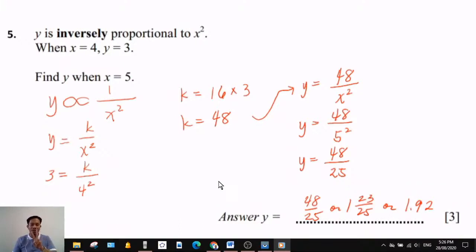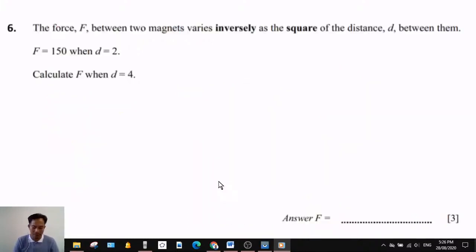Okay, the last two questions, then we're done with our revision on ratio and proportion. Those who were not able to catch up with the first questions a while ago, you can browse this video and watch it again. Let's move on to question number 6. The force F between two magnets varies inversely as the square of the distance between them. So the force F varies inversely, again inversely, as the square of the distance. The square of the distance is d squared, inversely, so it will be 1 over d squared. Next, F is equivalent now to k divided by d squared.